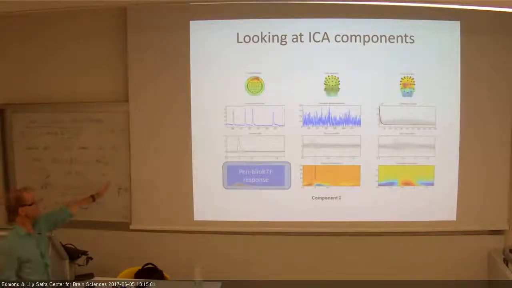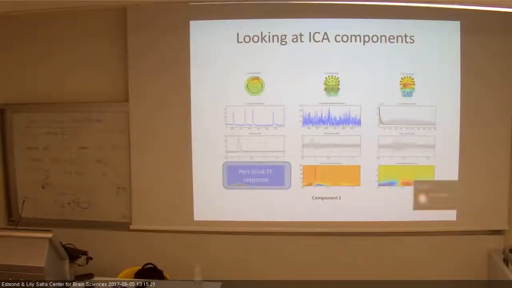Now, this, for instance, is a blink component. We know that this is a blink component. You can see, for example, that when we time lock it to the blink, you get a very nice, clean component, but less so when we lock it to other events. You can also see the topography, which is just above and below the eye. So this is the blink component.